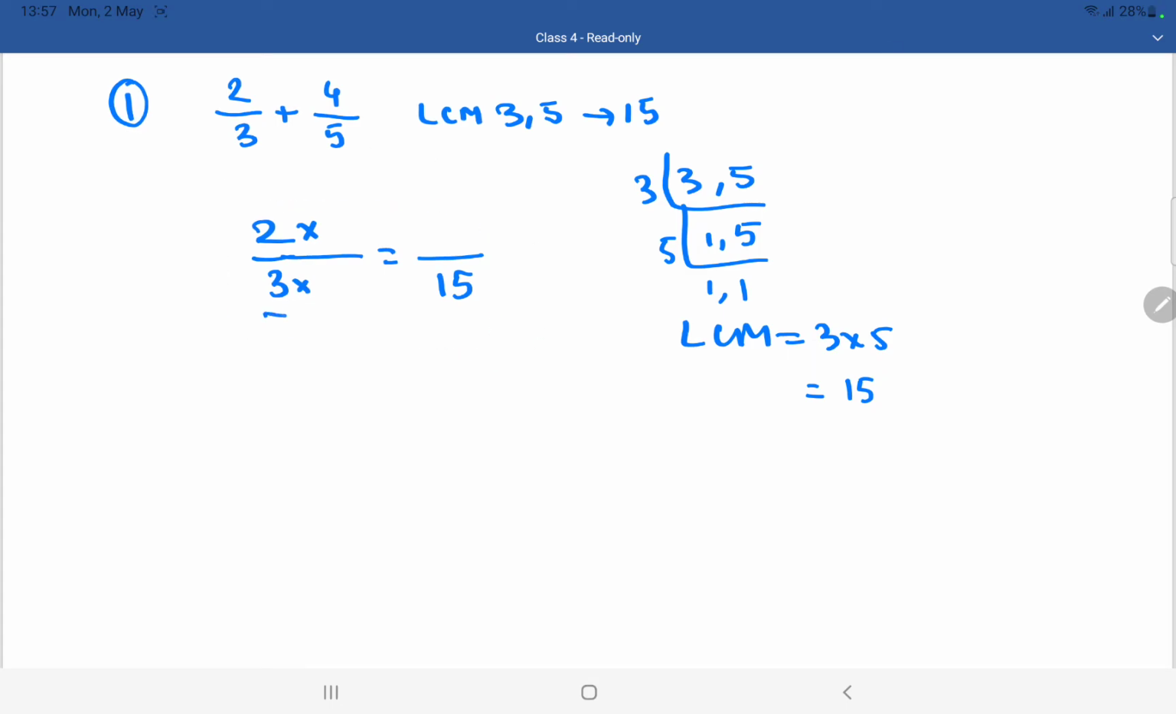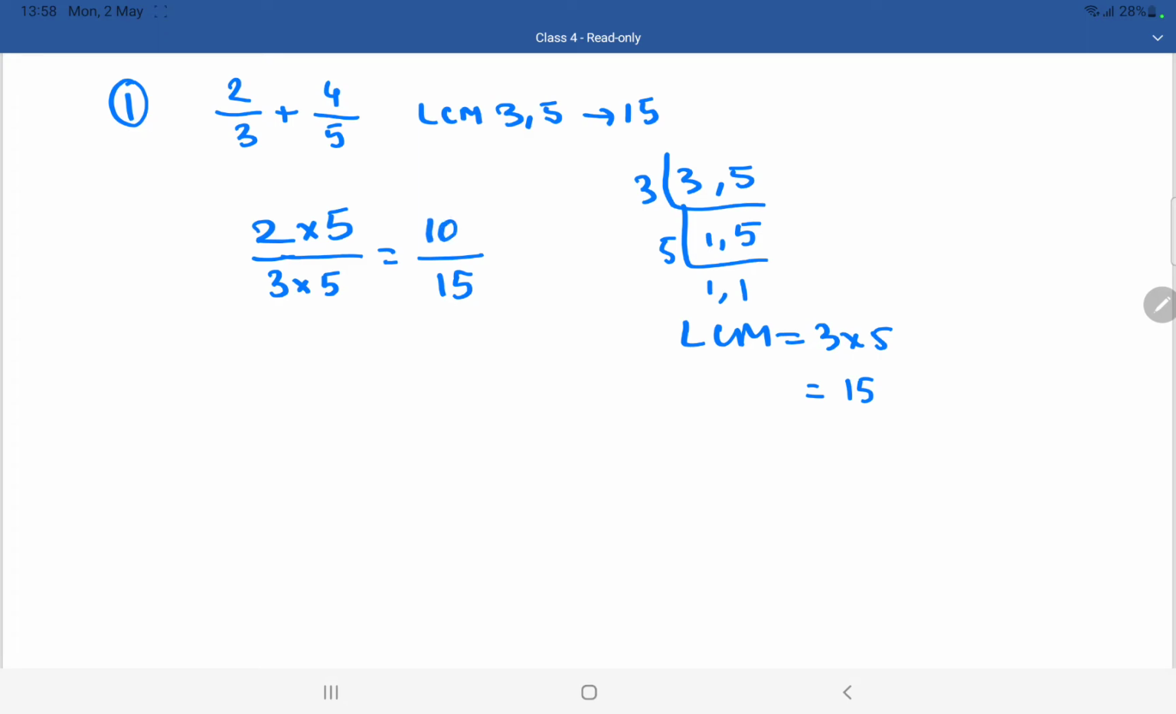Now, what if I multiply 3 with 5? I will get 15. After you get this, you should multiply the same with the numerator also. Now what is 2 5s? 2 5s are 10.